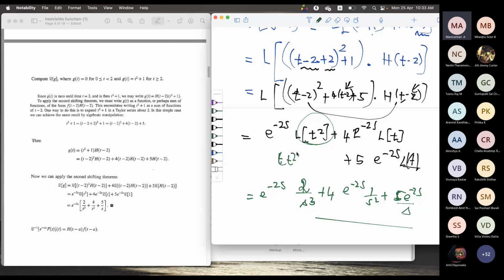This Laplace transform of t square means it is 2 factorial divided by s to the power 2 plus 1. So here this 2 factorial means it is 2. Okay. So this add and subtractions we should know.